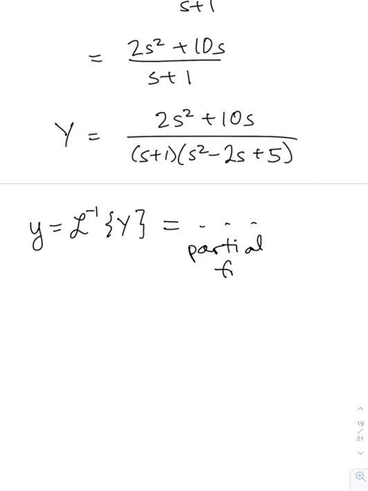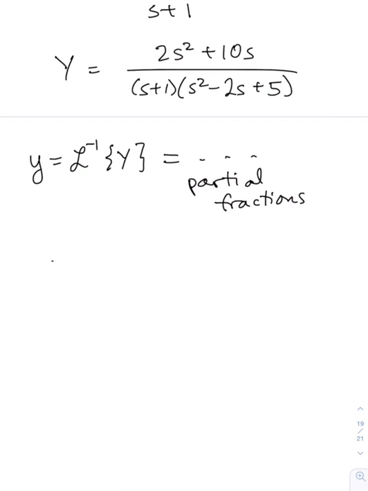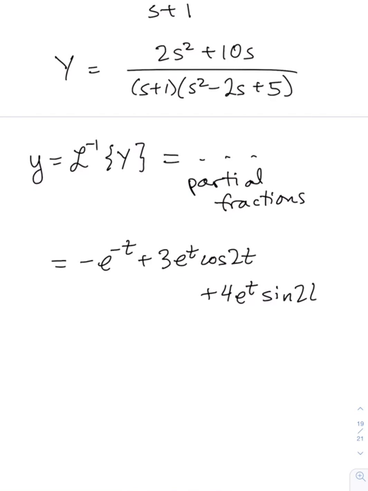Of course, we already did this exact one in the last section, so we don't have to do all that work. We can just write it out. So the inverse is negative e to the negative t plus 3 e to the t cosine 2t plus 4 e to the t sine of 2t.